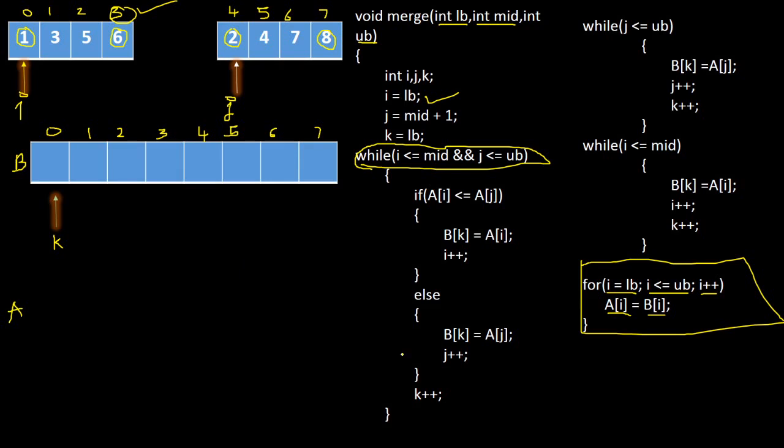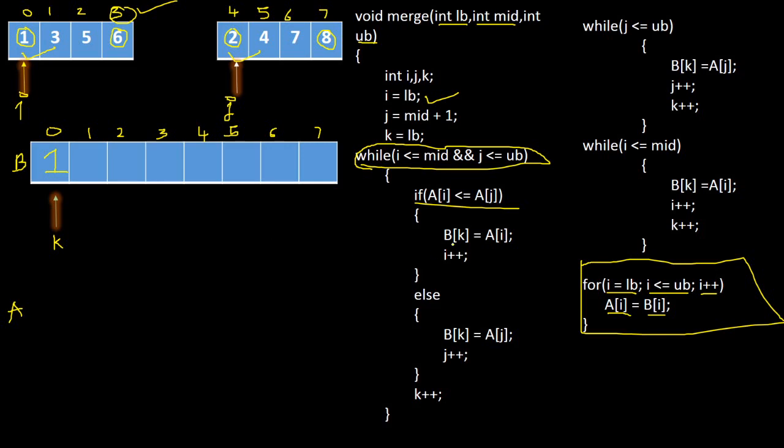This procedure is very simple. Here we are just comparing a of i and a of j. That means we are comparing the value at the 0th index, i, and the 4th index, j, right? What is a of i? The element is 1, and what is a of j? The element is 2. We are comparing 1 and 2, and then deciding whether 1 is going to stay here or 2 is going to be copied here. After deciding, we have decided that 1 should be copied here, right? The element 1 should be copied here.